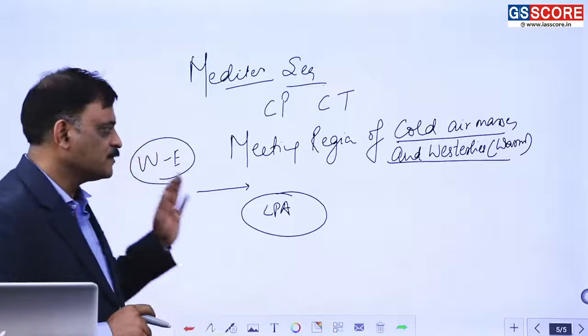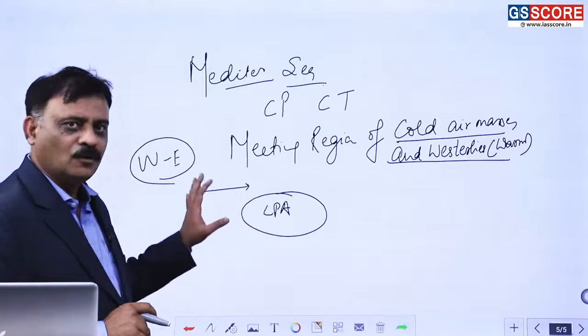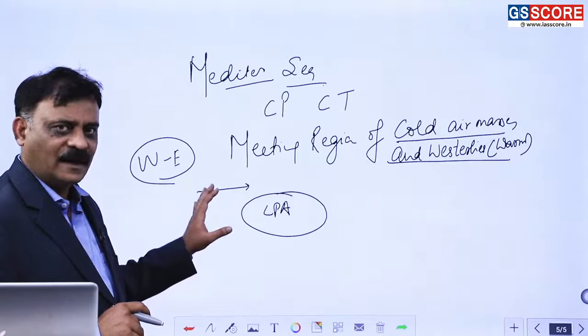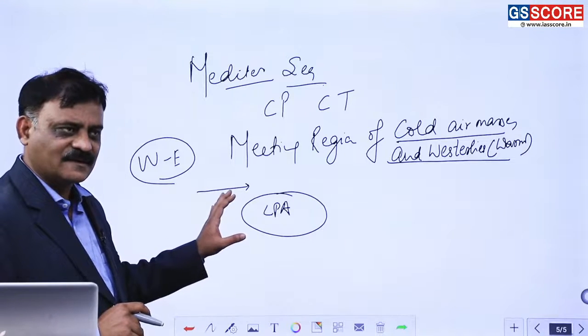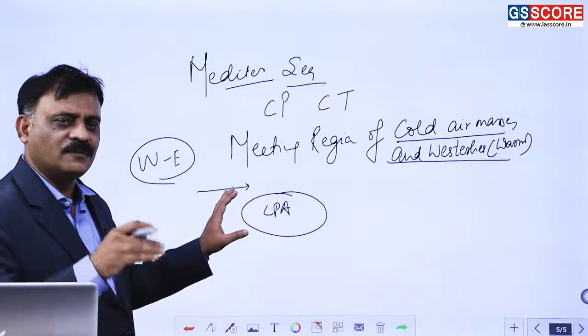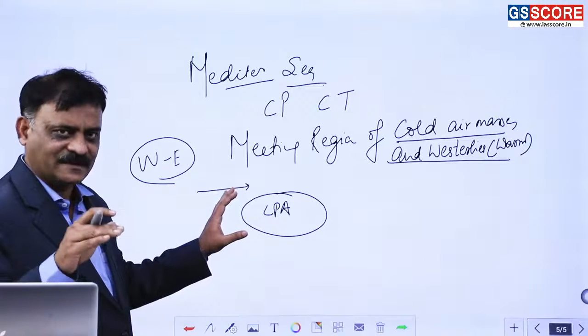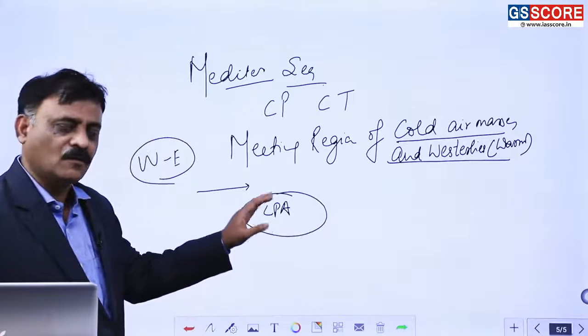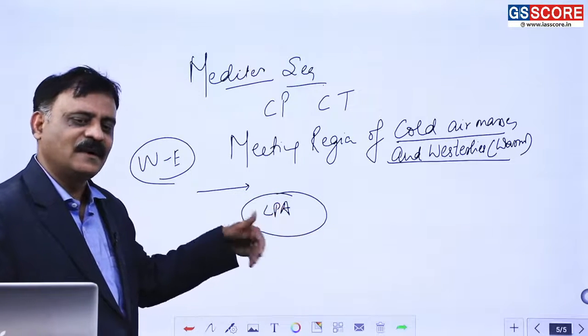Because from the west, a low pressure area generates, and these low pressure areas, under the influence of the westerlies and also under the influence of subtropical jet streams, reach India or the Indian region, the northern part of India, and they bring rainfall.